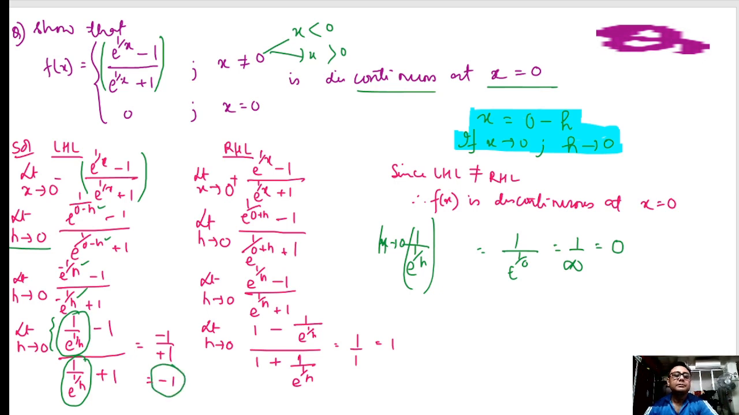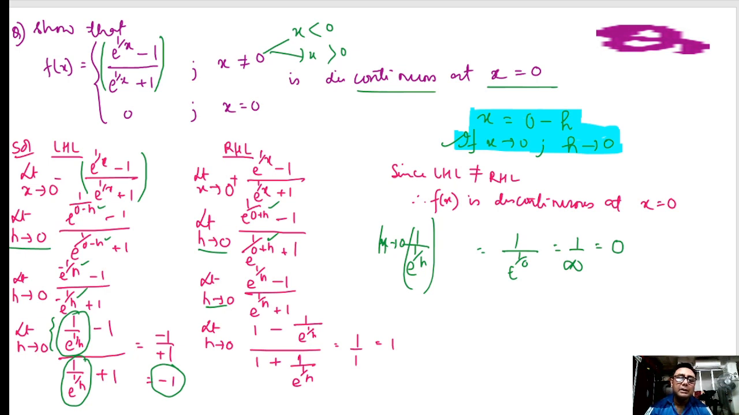Similarly, this. Okay, so here limit x tends to 0 means h tends to 0. Here I have taken 0 minus h as x. So if x is tending to 0, I can tell h will also tend to 0. So here we can write, in place of x I am writing 0 plus h, and this h tends to 0, h tends to 0. Again here we can write it like this.